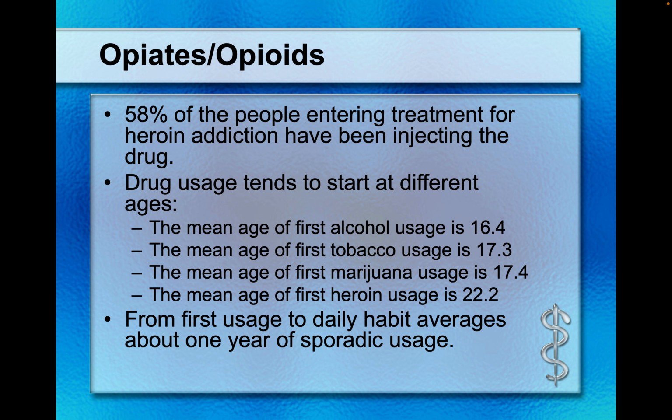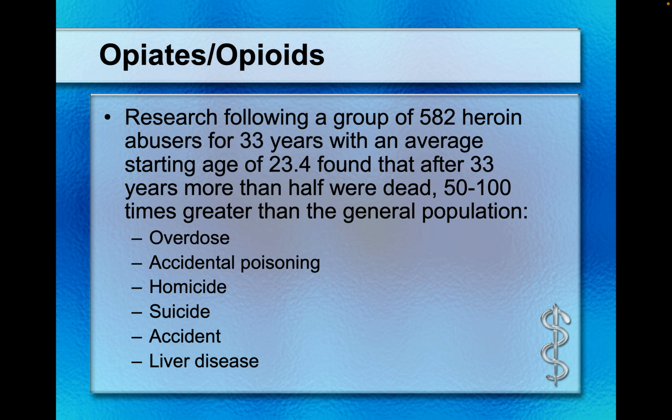Drug usage tends to start at different ages. The mean age for first alcohol usage is 16.4. The mean age for first tobacco usage is 17.3. 16.4, that's a sophomore in high school. That's a junior in high school. The mean age for first marijuana use is 17.4, junior in high school. The mean age for first heroin usage is 22.2. That's usually a senior in college. From first usage to daily habit averages about 1 year of sporadic usage.